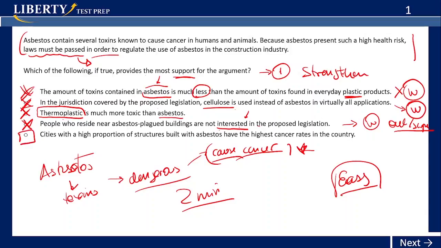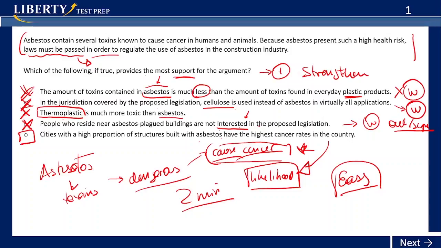And of course, letter E is our answer. Cities with a high proportion of structures built with asbestos have the highest cancer rates in the country. So you are saying something in the light of the cancer. You are not only saying that it causes cancer, but that it causes more cancer than other cities. If you have asbestos, that's correlated with a higher incidence of cancer. It's not only the causing of cancer, it's also the likelihood of getting cancer, which wasn't really stated. Likelihood wasn't stated in the actual argument.